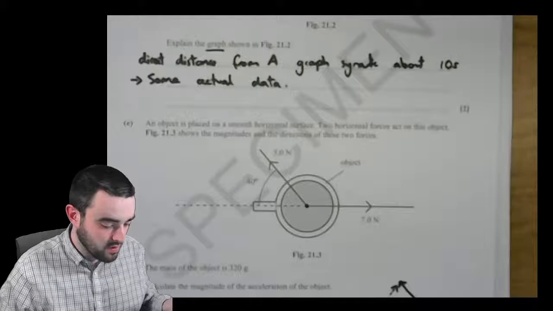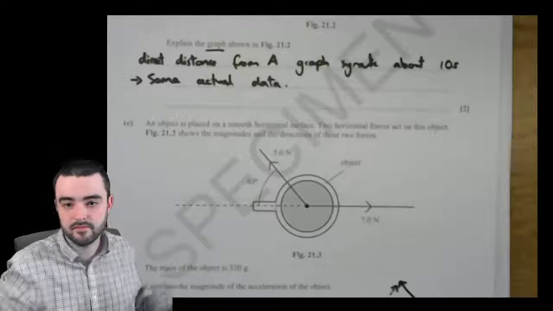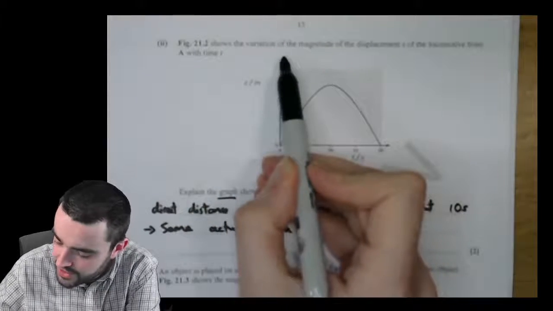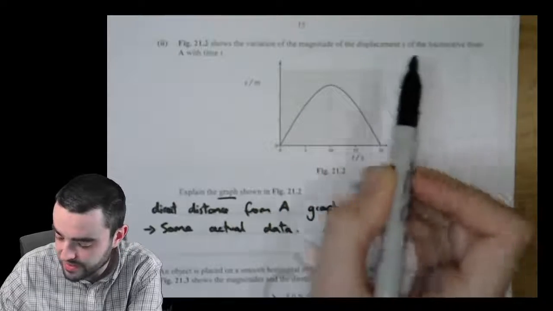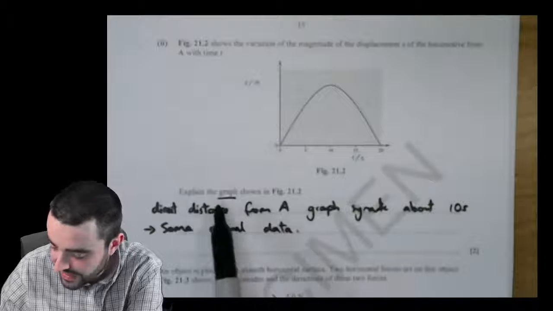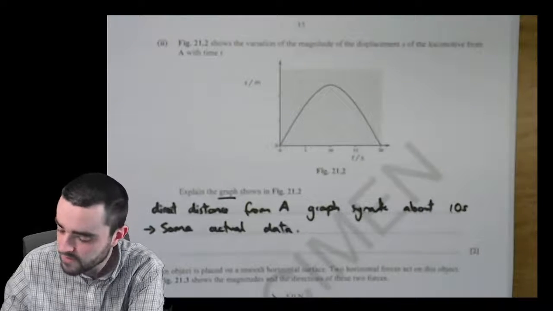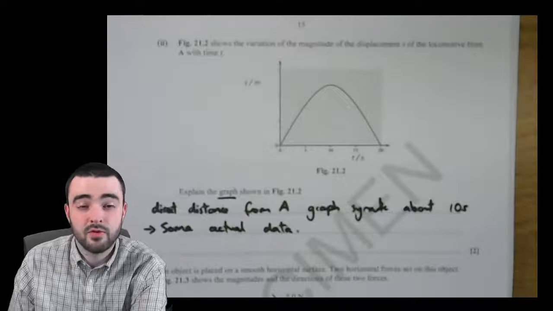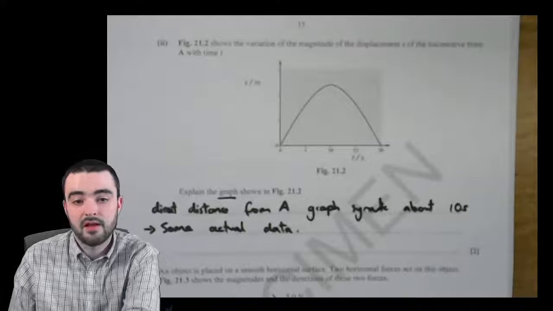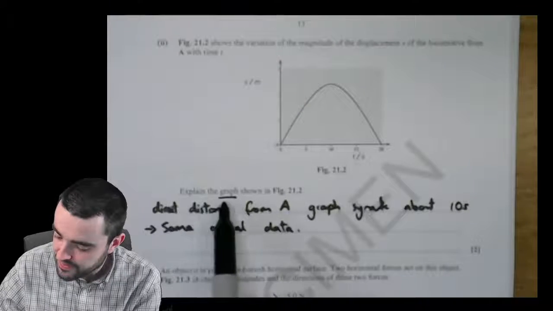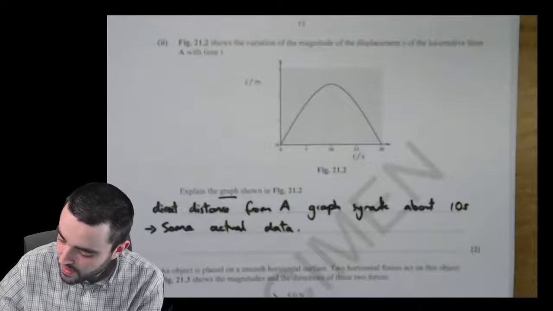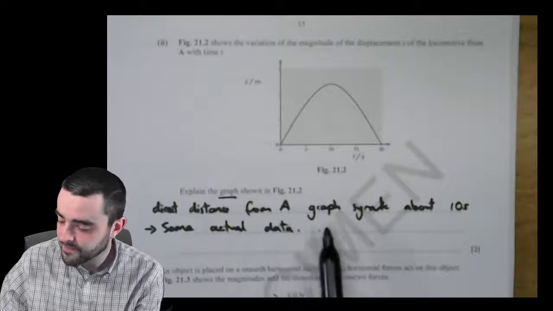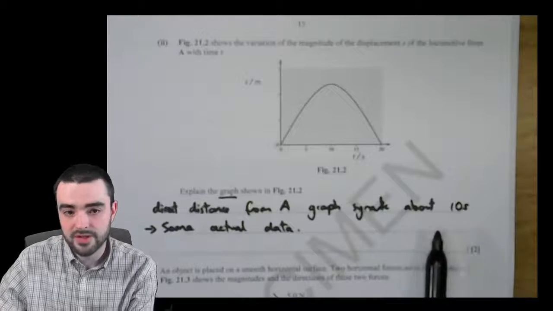This one has a bit more to it. So the figure shows the variation of the magnitude of the displacement of the locomotive from A with time t. Explain the graph shown in the figure. So the common mistakes with graphs are that people don't refer to the graph or refer to the diagrams that they're actually talking about. So explain the graph shown in figure 21.2. We can say that because it is the direct distance from A that we're talking about, the graph has to be symmetric about 10 seconds.